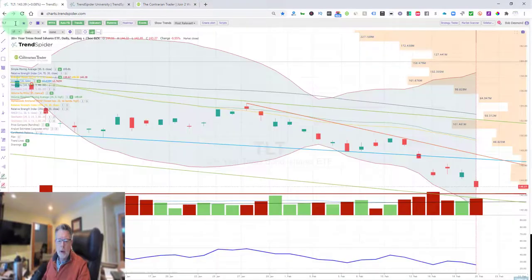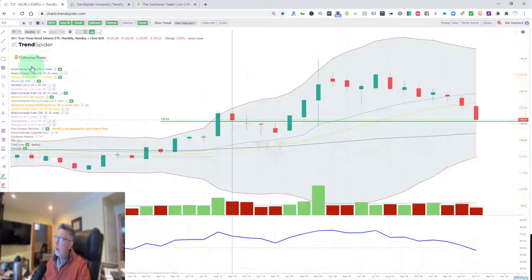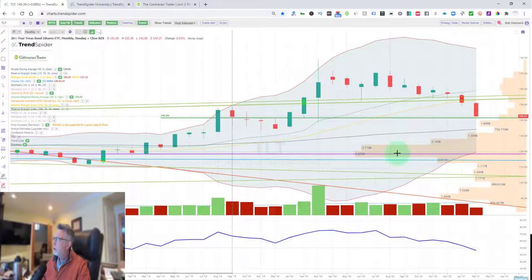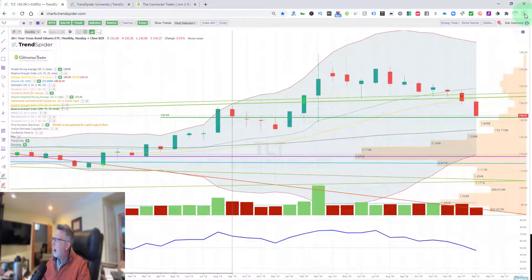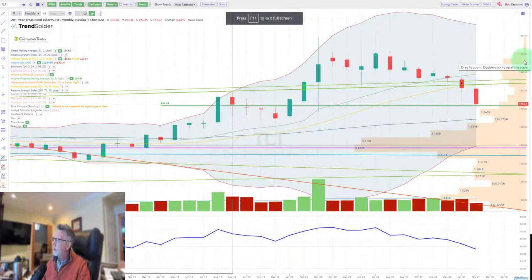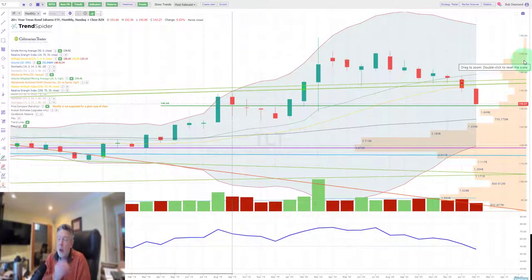Let's do this. Let's talk a bit first about TLT. This is the 20-year bond ETF. Now, the way you've got to think about this trade, this is a monthly chart, is that I am anticipating a stock market break.